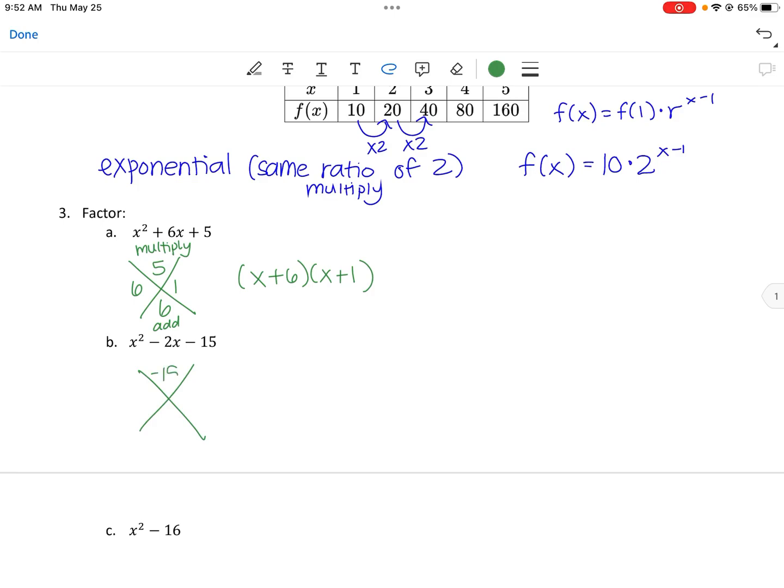Okay, we're looking for things that multiply to negative 15 and add to negative 2. So we got negative 5 and 3. So my factored form is x minus 5, x plus 3.